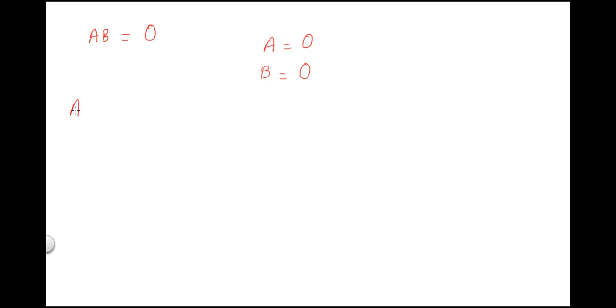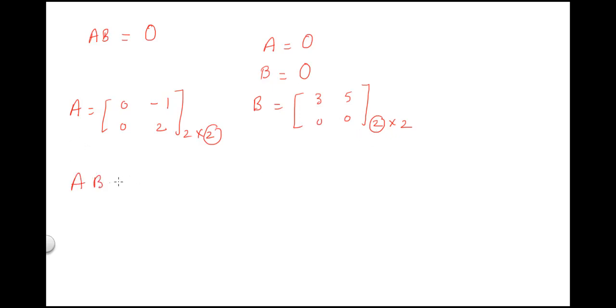Suppose matrix A is given as 0, minus 1, 0, 2. So it's a 2 cross 2 matrix. Another matrix is B, which has the elements as 3, 5, 0, 0. So it will also have 2 cross 2 order. So yes, it is possible to multiply them. They both have the same order. Square matrices of the same order you can multiply. Now let us find out AB.